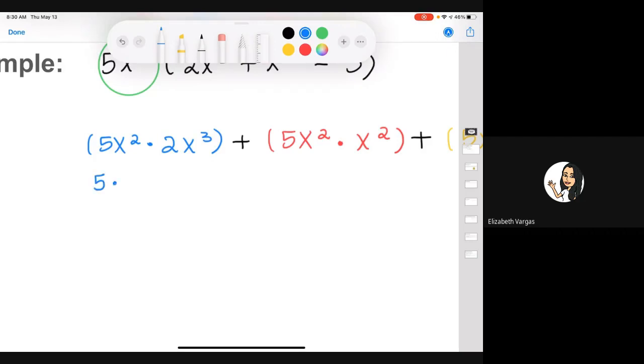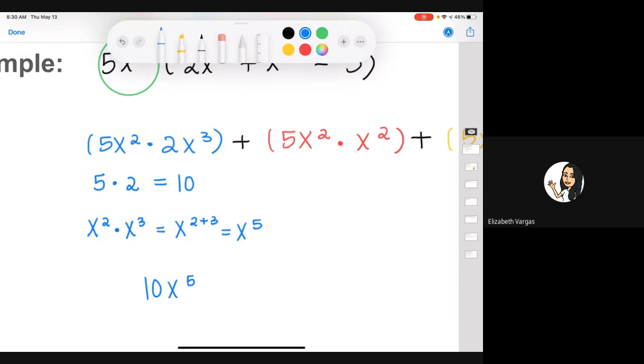So 5 times 2 equals 10. Now I have x squared times x cubed. Whenever we're multiplying two variables that have different exponents, what we're actually doing is adding those exponents. So it becomes x to the 2 plus 3, and that gives me x to the 5. So this becomes 10x to the power of 5.